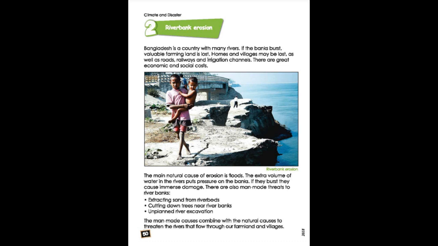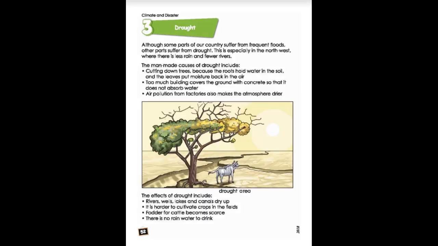There are also man-made threats to the river banks. How? Extracting sand from riverbeds, cutting down trees near river banks, unplanned river excavation. The man-made causes combine with the natural causes to threaten the rivers that flow through our farmland and villages, and the loss is immense. Now open page 52.